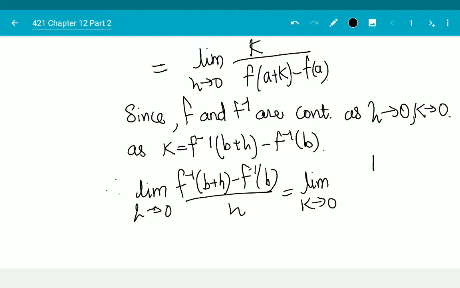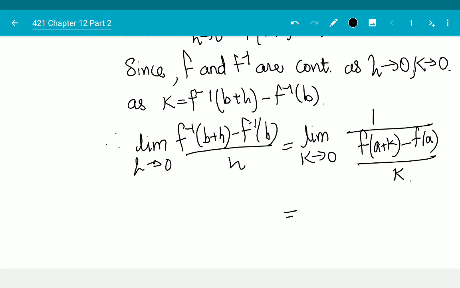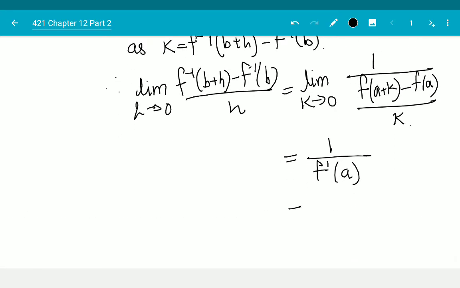Let me rewrite this term as 1 over (f of a plus k minus f of a) over k, which by definition is equal to 1 over f prime at a. And what is a? A is exactly f inverse of b, so this is 1 over f prime of f inverse of b, as required. Okay, and hence we have the proof, and that is the final result of this chapter. So that concludes the chapter.